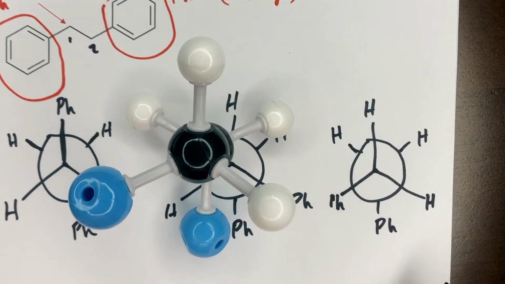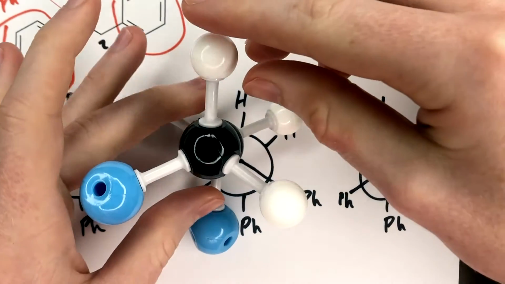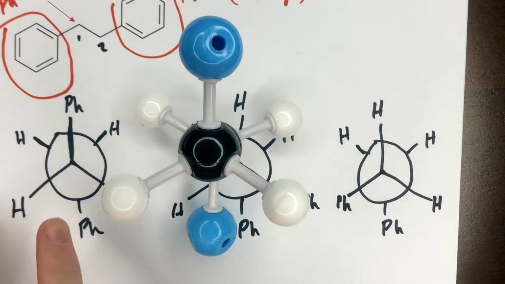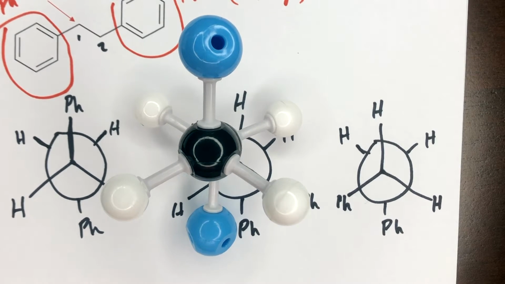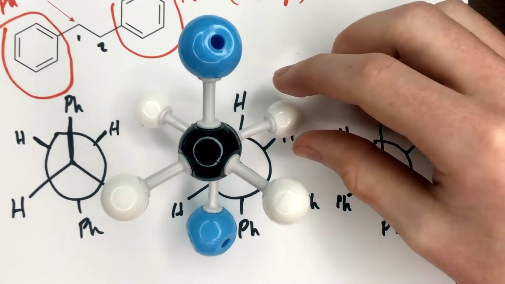Okay, so those are our three possible staggered conformations. Because now, if we rotate 120 degrees again about this front bond, we're back to the anti-conformation, with the phenyl and phenyl up on the carbon that's in the front and phenyl down on the carbon that is in the back. So hopefully that makes sense.